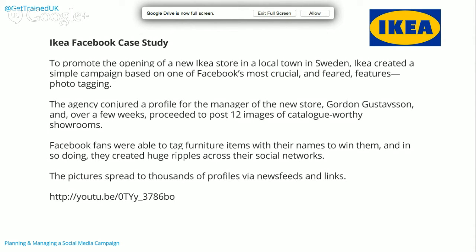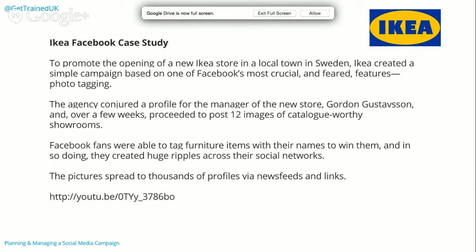So these were showrooms showing what's going to be in the store. And what Facebook fans were invited to do was tag furniture items in those beautiful showrooms with their names on them to win them. And in doing so, of course, who wouldn't want to win free furniture out of these wonderful showrooms? So they created huge ripples across their social networks. The pictures spread to thousands and thousands of profiles via news feeds and links. And there was a lot of general noise about this, that the media picked up on it. What an interesting way to launch a new store. So it went beyond social, but of course it created a huge talking point on social.